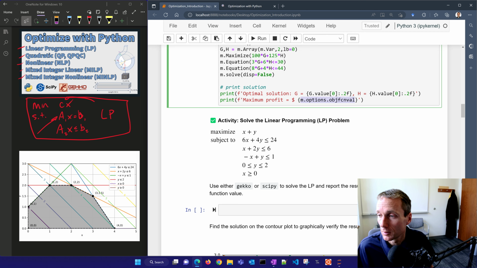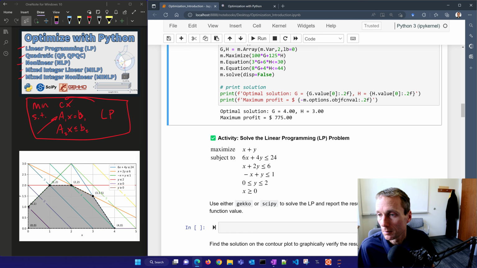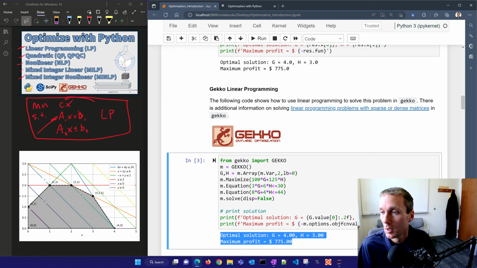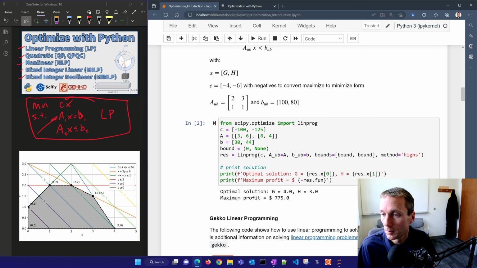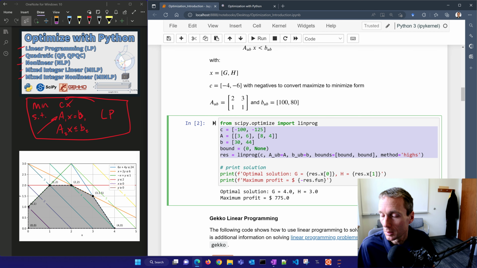And there's our objective function value. Again, we're going to convert it back to maximize by printing the negative of that. Okay, also just 2 decimal places for that. Okay, I'm going to solve this, and it gave me the same solution. So between the two, Gecko is just a little bit easier to understand. And this one is likewise fairly easy. You just have to put it into matrix form.